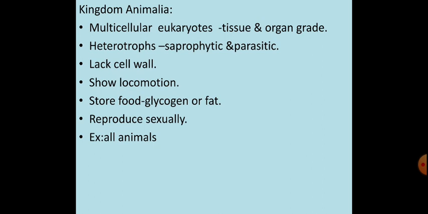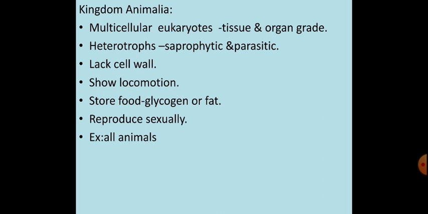In animals, they store food in the form of glycogen or fat. Glycogen is a form of glucose and a form of energy storage. Reproduction is sexual, that is by the formation of gametes, male gamete and female gamete. This is about Kingdom Animalia: multicellular eukaryotes, heterotrophs, lack a cell wall, show locomotion, store food in the form of glycogen or fat, and the method of reproduction is sexual.